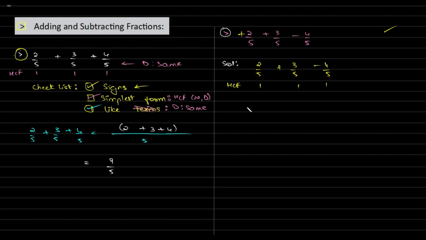Then what is the next step? Check if they are like fractions. Yes, the denominators are the same. So yes, they are like fractions, and we have 2 plus 3 negative 4, whole of this divided by 5. Right? So 2 plus 3 is 5, 5 minus 4 is 1, 1 by 5 as your answer.